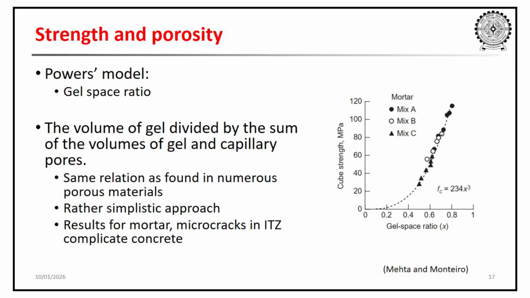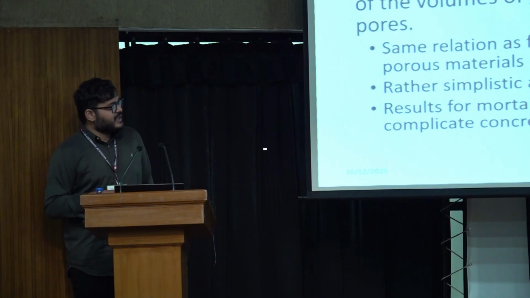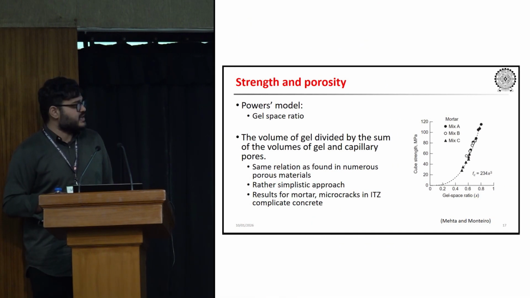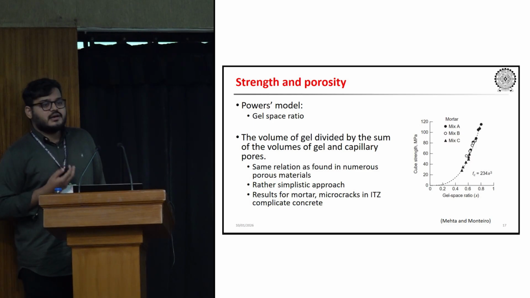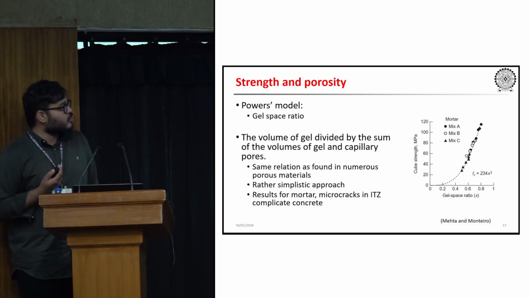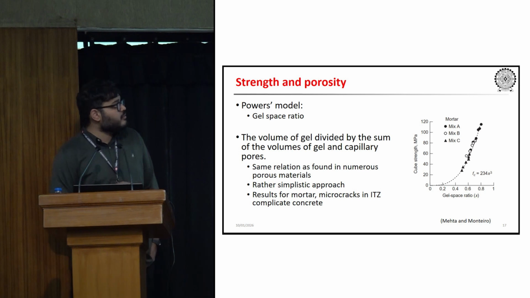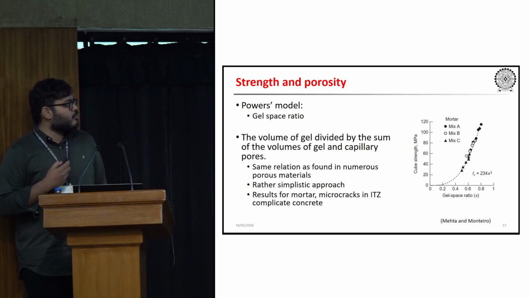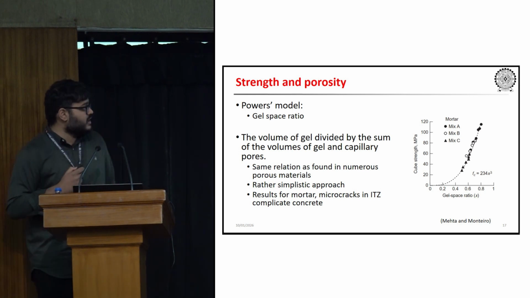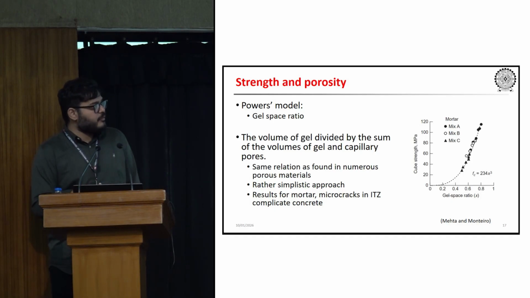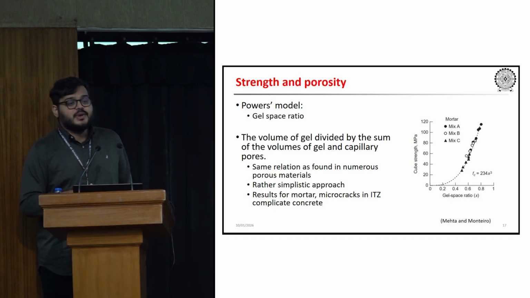What he said is that the strength of the cement can be expressed as a function of the gel-space ratio. So gel is the volume of all the hydration products which are forming in the system. If you divide the volume of the gel by the sum of the volume of gel and the capillary porosity in the system, you get a very nice relationship, a cubic relationship.